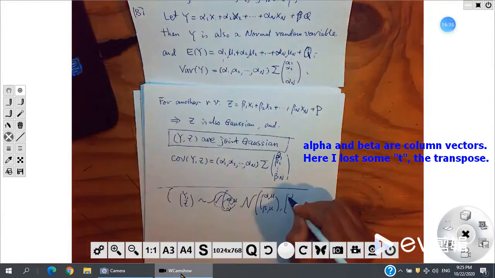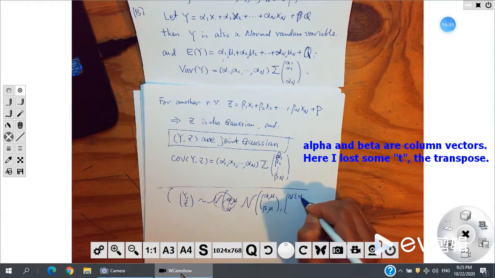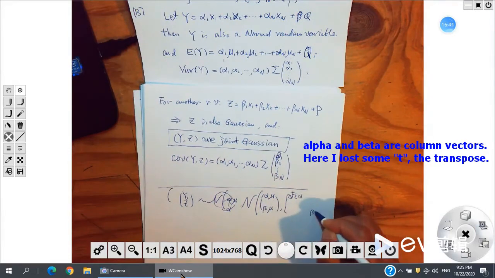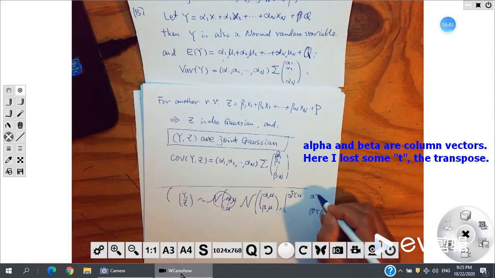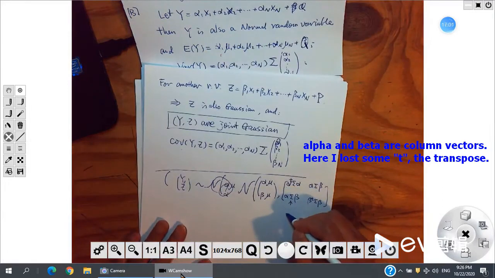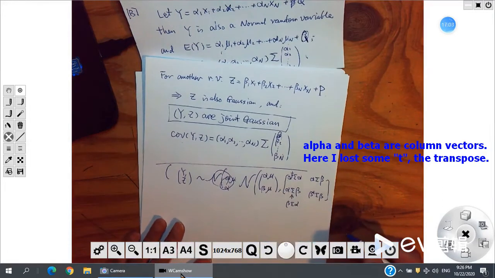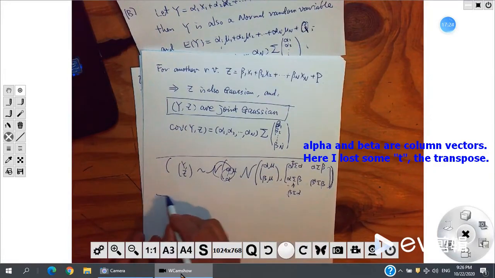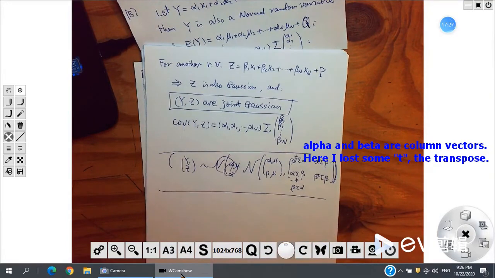Now this sigma will be: this is alpha sigma alpha transpose. This is beta transpose sigma beta. And here is alpha sigma beta. This is also alpha sigma beta. Can we change these? Make it symmetric. Oh, this one I can also write as beta sigma alpha. Beta sigma alpha. Alright. Okay. So this is the normal distribution with more than one random variable.